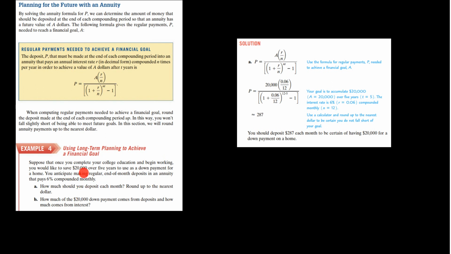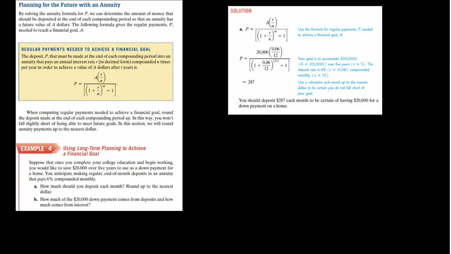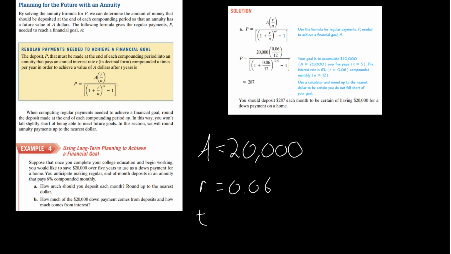So again, I didn't do the thing where I put my variables. I feel like I should. So we're wanting to figure out how much we need to deposit each month in order to get to that $20,000 goal. So we're trying to find P. The amount that we're looking for here is $20,000. My interest rate was 6%, so my rate is 0.06 over 5 years. So T is going to be 5.